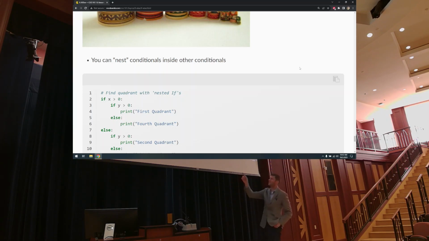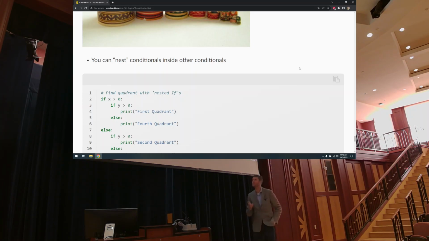So I ask if x is greater than 0, okay, let's say it's true. Then we go in, then it's one of those 2 cases. Is y greater than 0? If it is, well, now I know it's quadrant 1. Otherwise, if y is not greater than 0, well, okay, then it's going to be the 4th quadrant. So this nesting, we can nest like this.